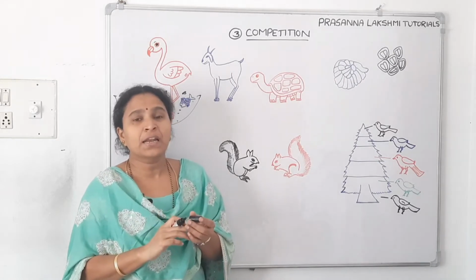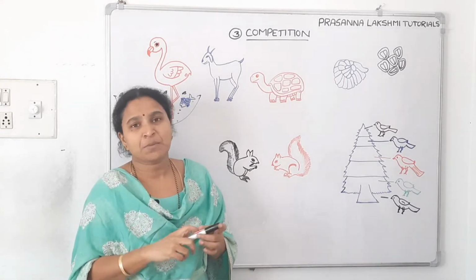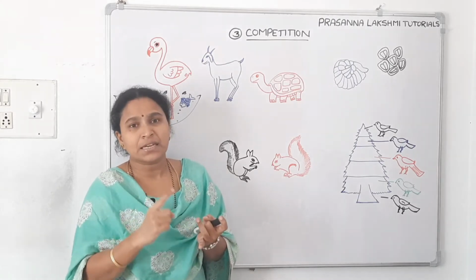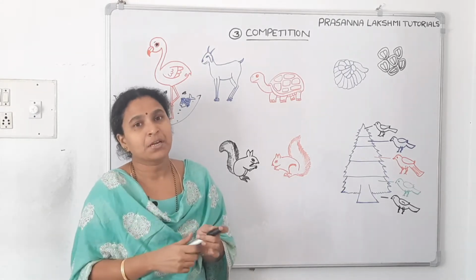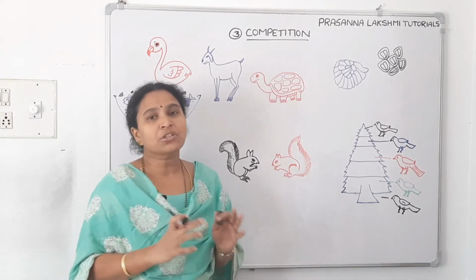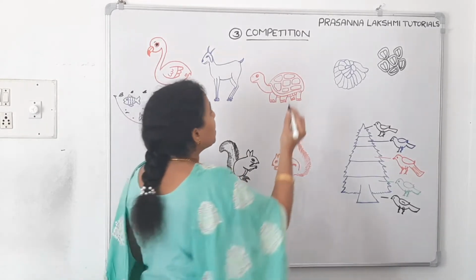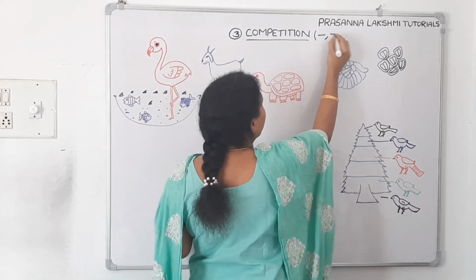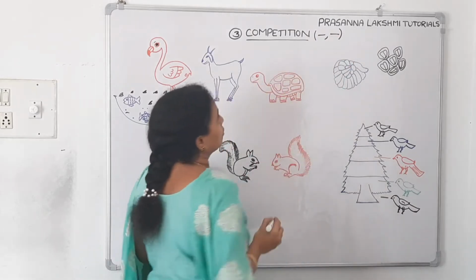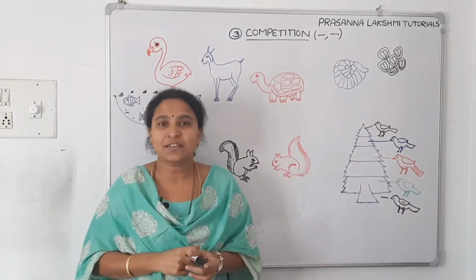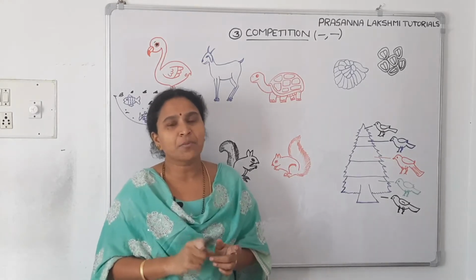For predation, we will tell the predator is getting benefited, whereas the prey is getting harmed. In parasitism also, we told the parasite is getting benefited, whereas the host is getting harmed. Like that, in competition, both the species are getting harmed. Means the symbol we have to represent for competition is minus for one species and minus for the other species also.